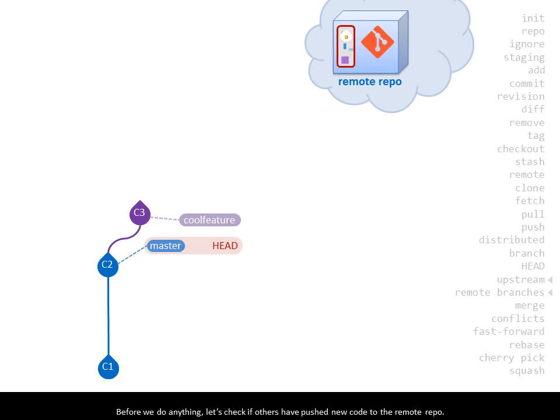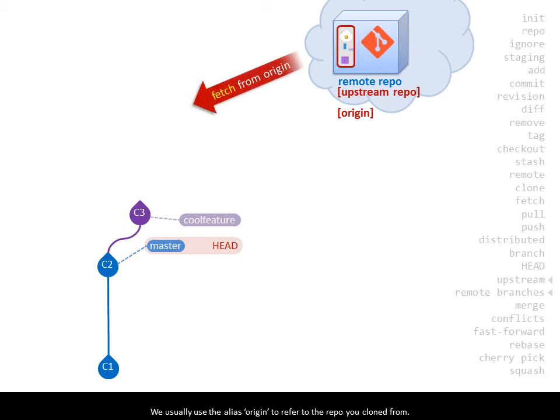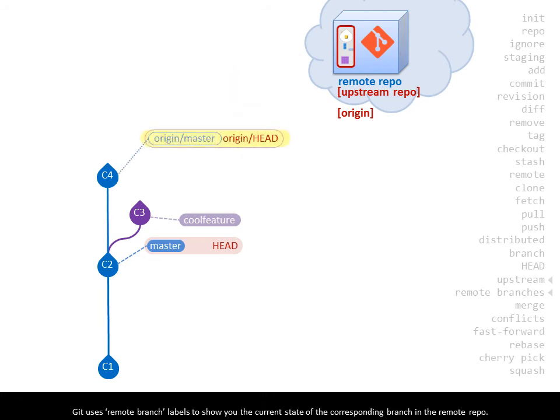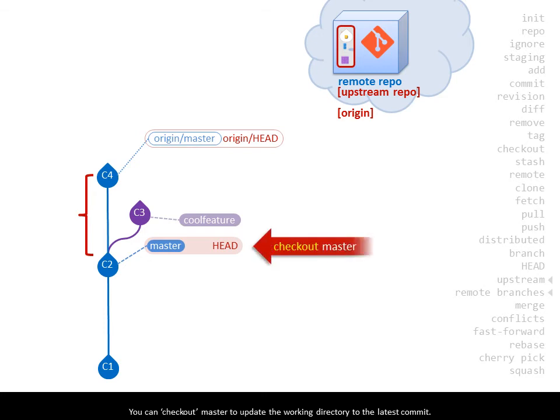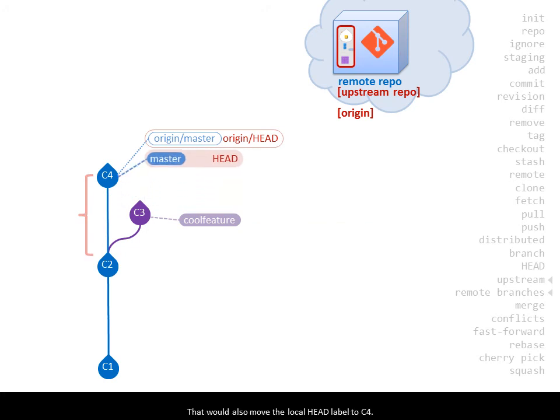Before we do anything, let's check if others have pushed new code to the remote repo. Note that the remote repo you work with is sometimes called the upstream repo. We usually use the alias origin to refer to the repo you cloned from. When you fetch from the remote, you find that someone else has added a commit to the master branch. Git uses remote branch labels to show you the current state of the corresponding branch in the remote repo. In this case, your working directory is one commit behind. You can check out master to update the working directory to the latest commit. That would also move the local head label to C4.